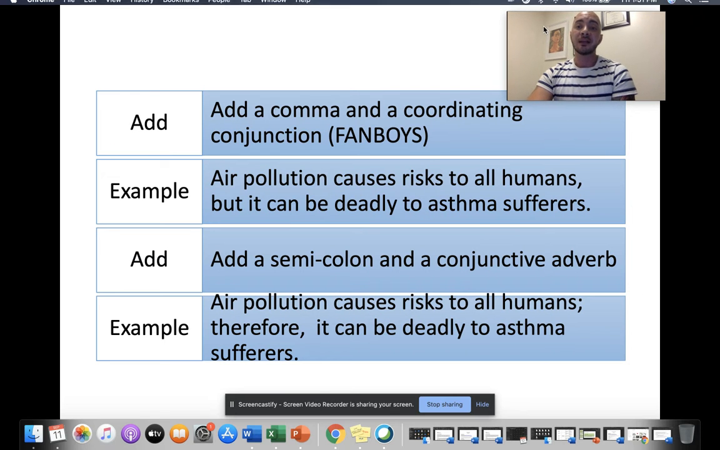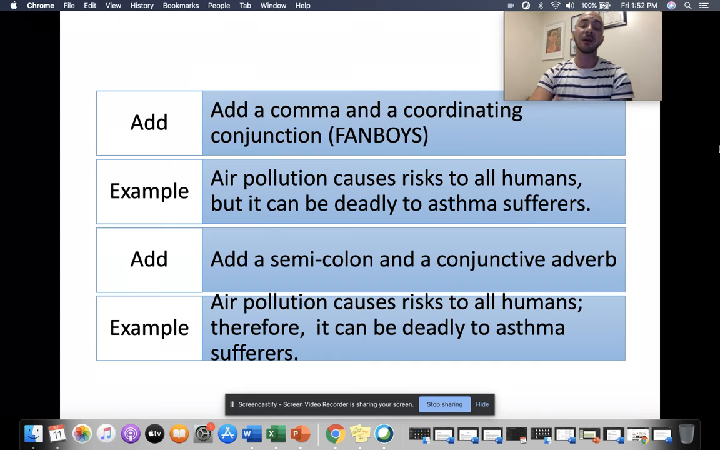So now that we've learned how to identify run-on sentences, we need to figure out how to correct them. And there are a number of ways to correct a run-on sentence. The first way is that you can turn a run-on sentence into a compound sentence, and you can do that by adding a coordinating conjunction and a comma. Remember that your coordinating conjunctions are your FANBOYS words. They stand for, and, nor, but, or, yet, and so. And so an example of this would be, air pollution causes risks to all humans, comma, but it can be deadly to asthma sufferers. We have now correctly joined those two sentences together to create a compound sentence.